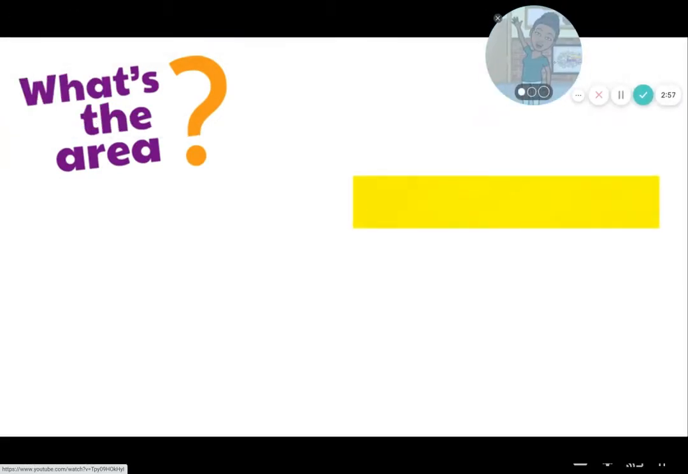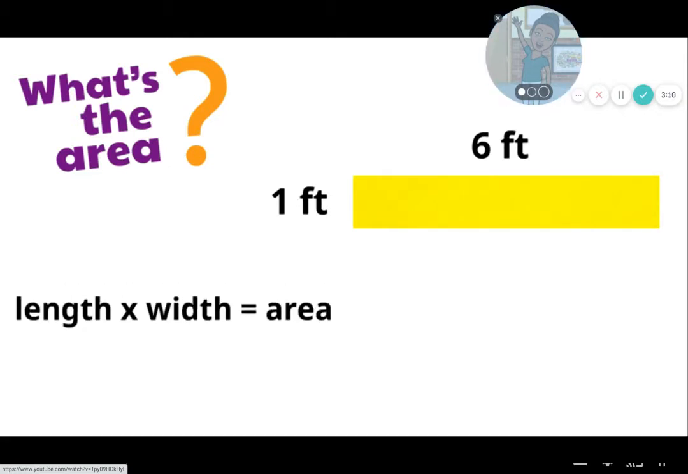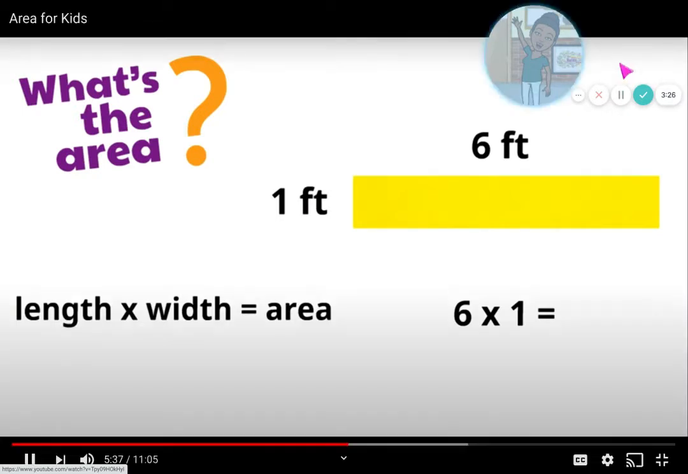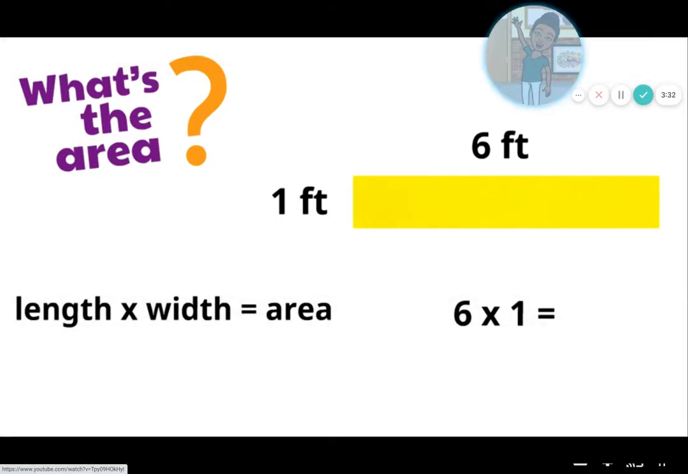Let's say we want to find the area of this rectangle. It is 6 feet long and 1 foot wide. Remember, to find the area of a square or a rectangle, all we have to do is multiply the length times the width. The length times the width is the area. It's just simple multiplication. So we would write 6 times 1. 6 times 1 will give us the area of this rectangle. What is 6 times 1? Do you know? Yeah, 6 times 1 is 6.